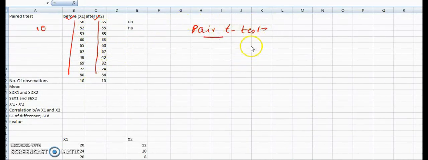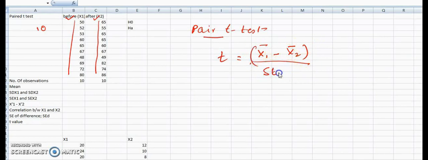The formula for both the t-tests is basically t is equal to the difference of the mean of the two groups, or two data of a single group, divided by the standard error of the difference between the means. This equation is also used for the unpaired t-test, but the difference between the paired and the unpaired is this value.